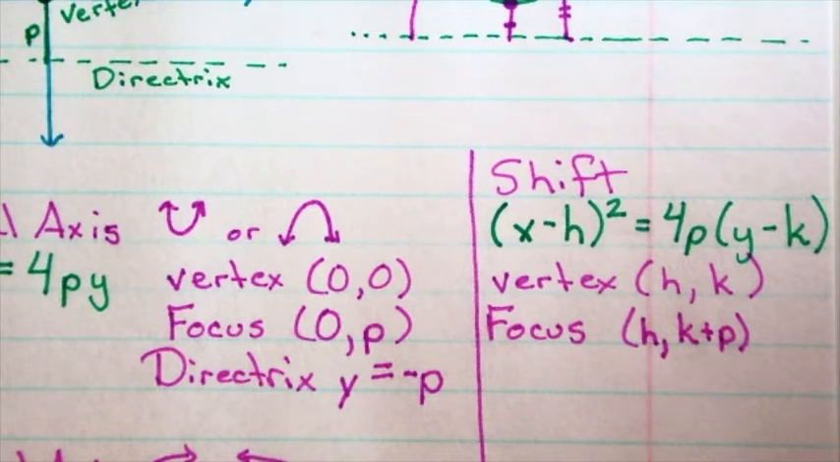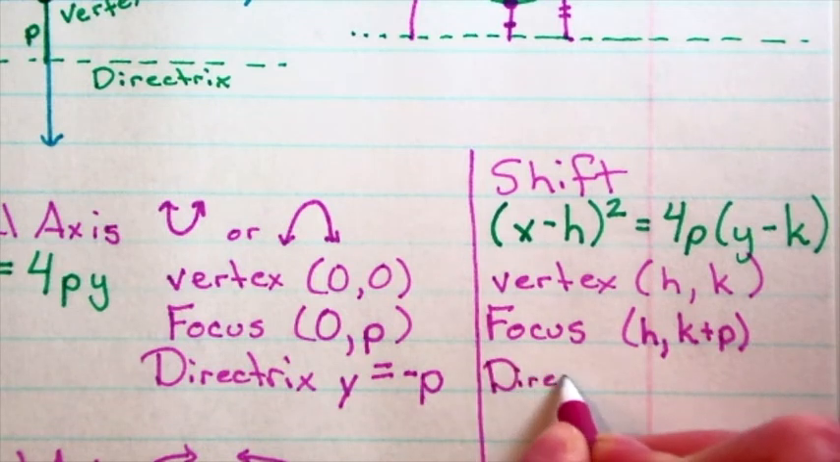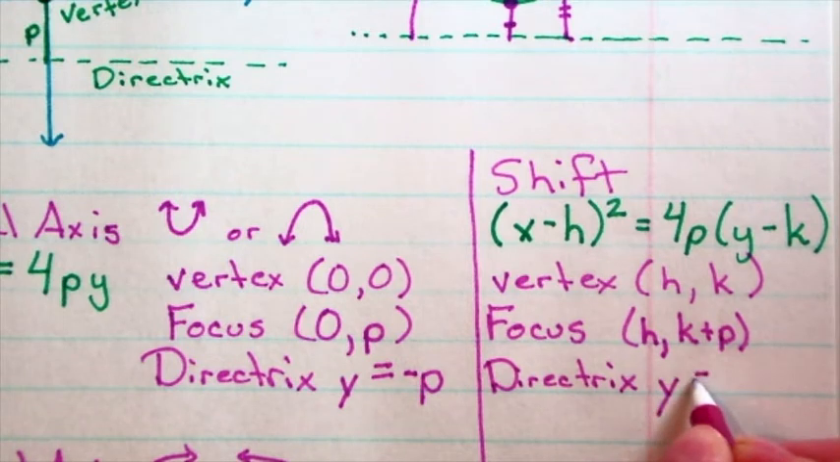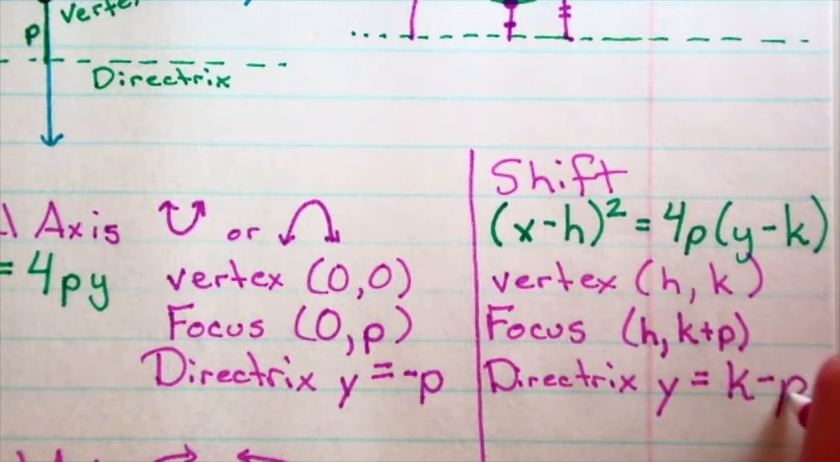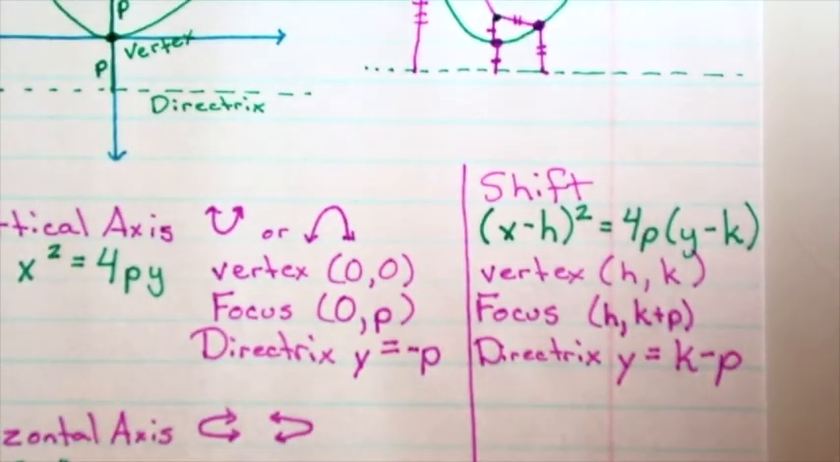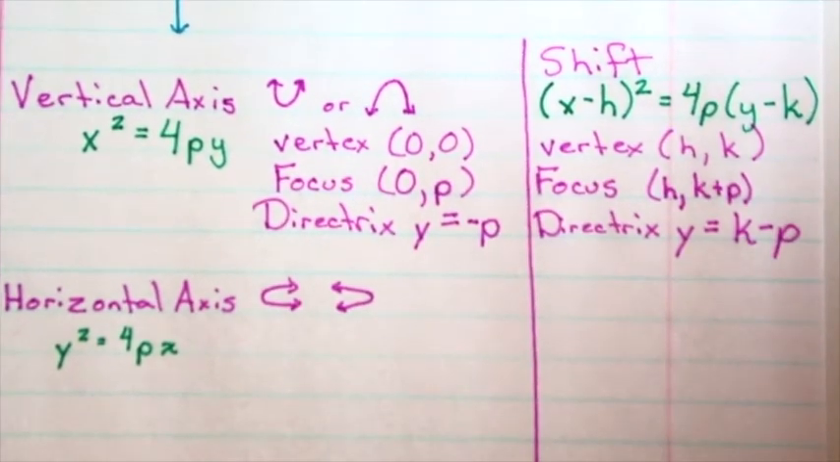And then when we talk about the directrix, it's going to be Y equals K minus P. So that'll give me all of those pieces. And we'll look at a couple of examples in just a second.